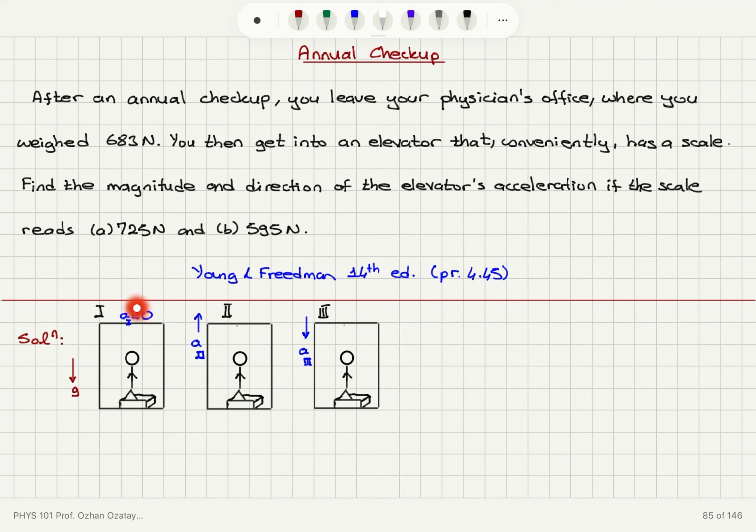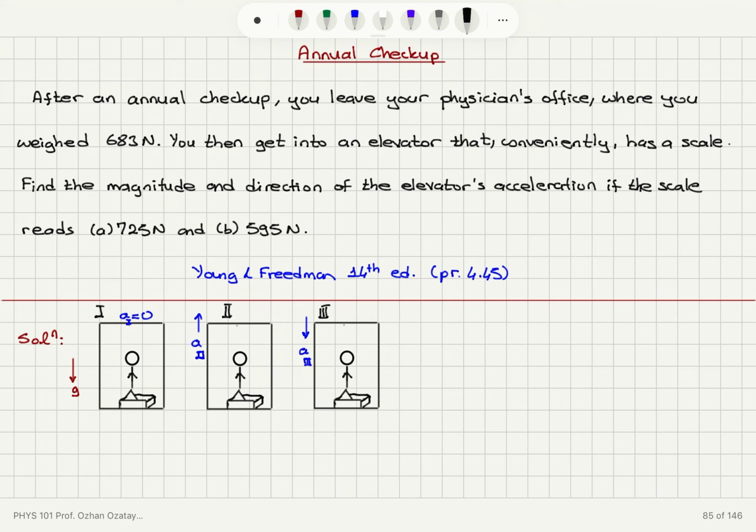So we have three situations. One, where the acceleration of the elevator is 0, the first situation, that is your true weight that you have measured also in the physician's office. And then situation 2, when the elevator is accelerating upward. Situation 3, when the elevator is accelerating downward. So first of all, if you are in an accelerating reference frame, note that that is a non-inertial reference frame.